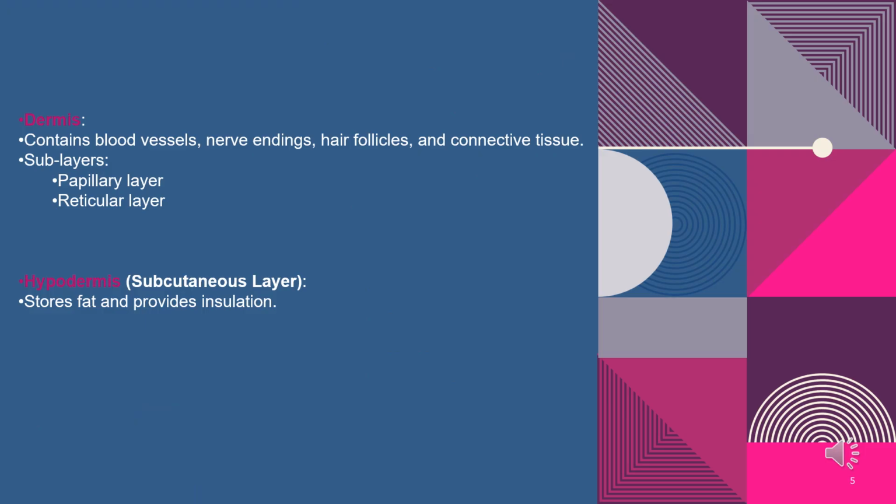Second layer is dermis. So it contains blood vessels, nerve cells, hair follicles, and connective tissues. The sublayers of the dermis are papillary layer and reticular layer. The third layer is the hypodermis, that is also known as the true layer or subcutaneous layer. It plays a major role in storing fat and provides insulation.